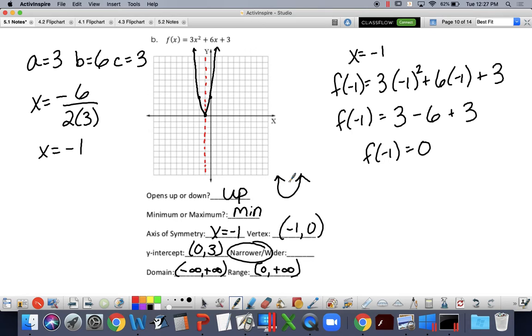That 3 out front tells me that it's going to be narrower, definitely much narrower. I guess we could have fit a 4th and 5th point up here, based on the graph that we had there. So it's narrower, my domain is negative to positive infinity, and then my range, we go from 0 all the way up to positive infinity. How are we feeling on this? Not too shabby? Do you want to do another example, or are you feeling okay? Up to you guys.